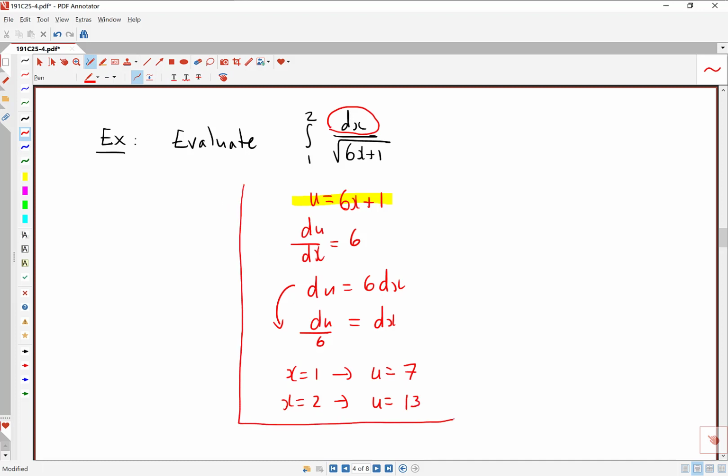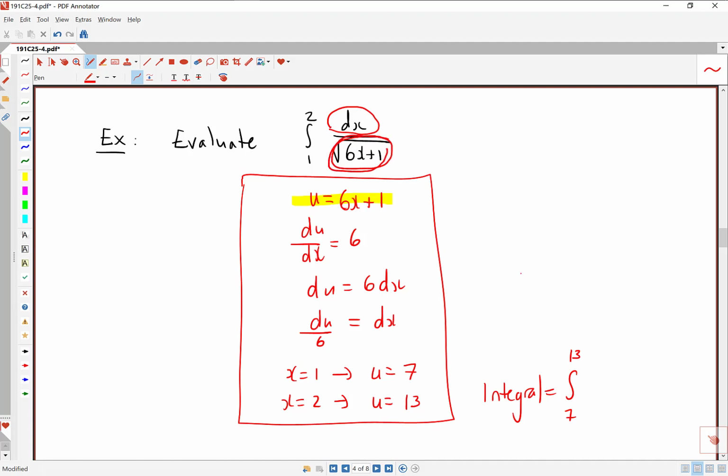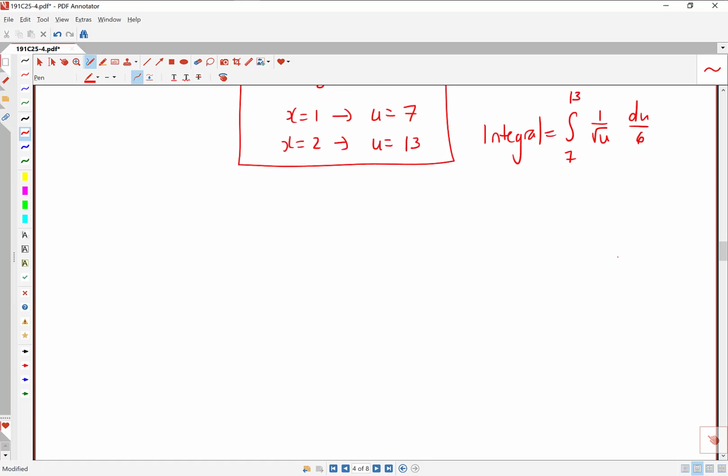So put all this stuff here in a box. Those are all our ingredients for rewriting the integral. And then we can go ahead and rewrite everything. So I think I'll just do that right towards the bottom here. Our integral will become the integral from 7 to 13. Let's look into the denominator first. This 1 over the square root is going to become 1 over root u. And then the dx is the same thing as du over 6. So that way we've got everything rewritten there, and we can now scroll down. We don't need to look back at the original integral anymore.